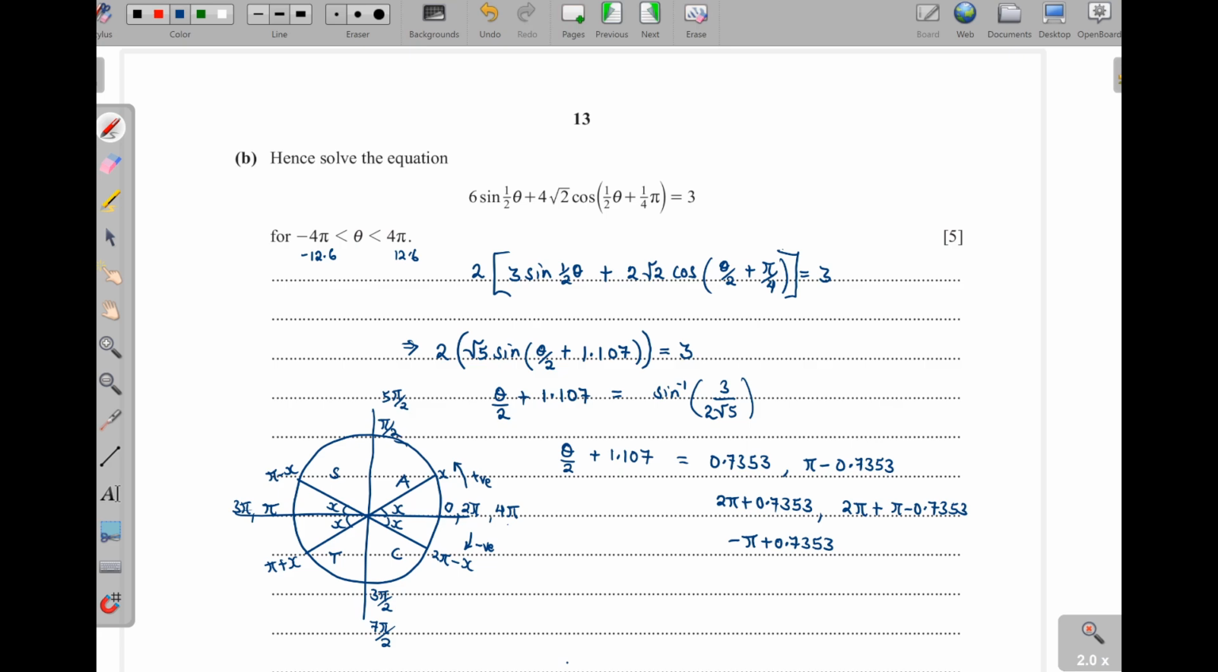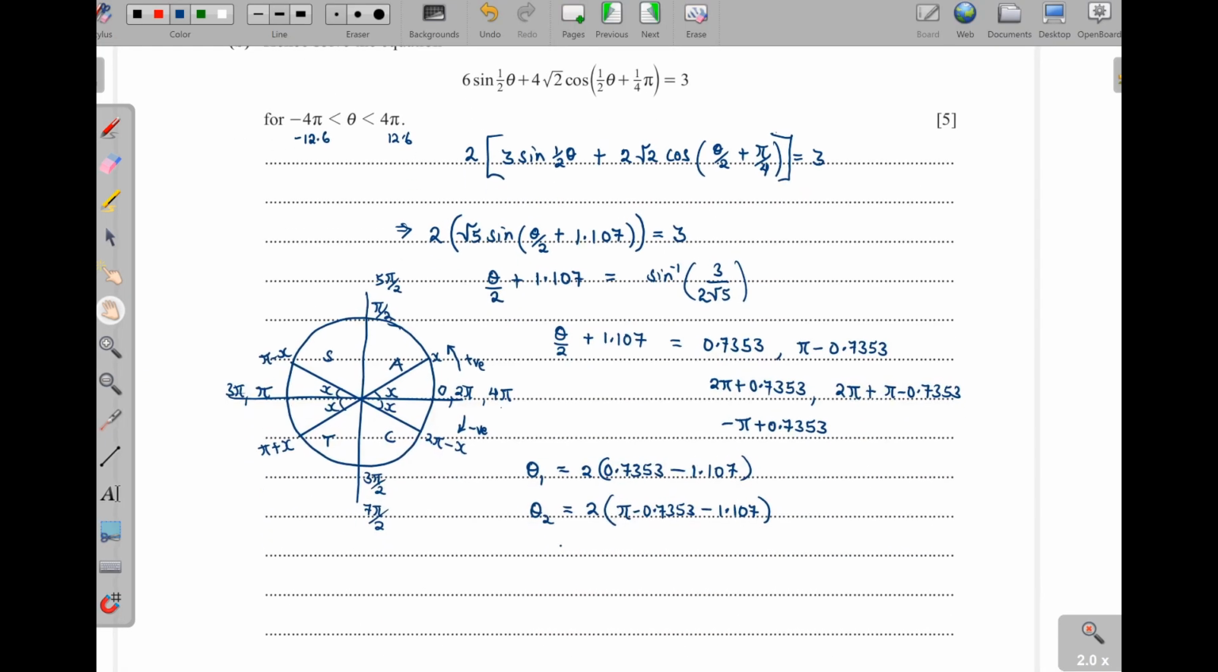How can I get theta from here? Theta 1 is going to be 0.7353. I subtract this one, which is 1.107. Then after that, we multiply it by 2. Not so? We multiply that by 2. Then theta 2 will also be twice of this one we are having here, which is pi minus 0.7353. You subtract 1.107. Not so? Yes. Then times the 2. That will be the second answer.